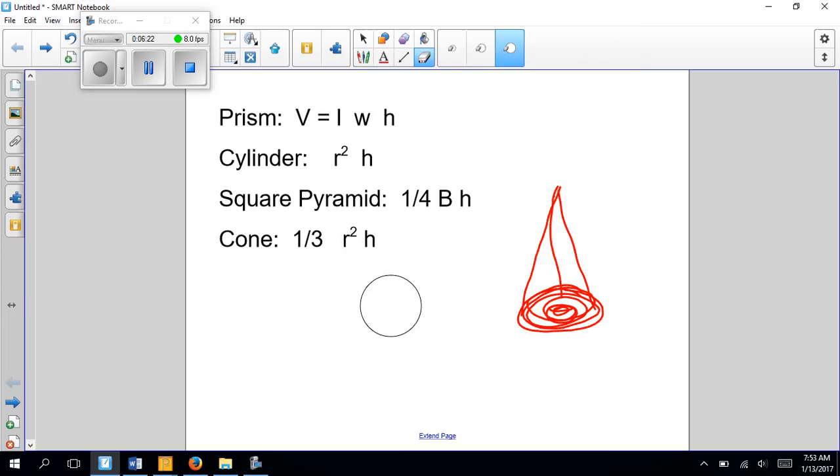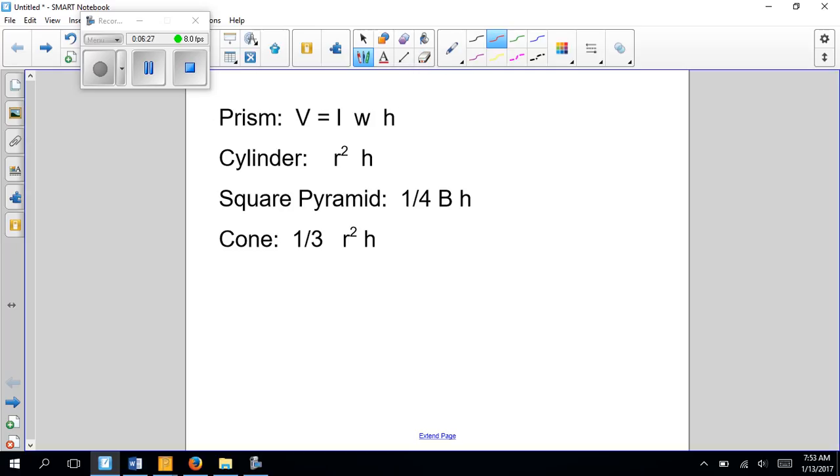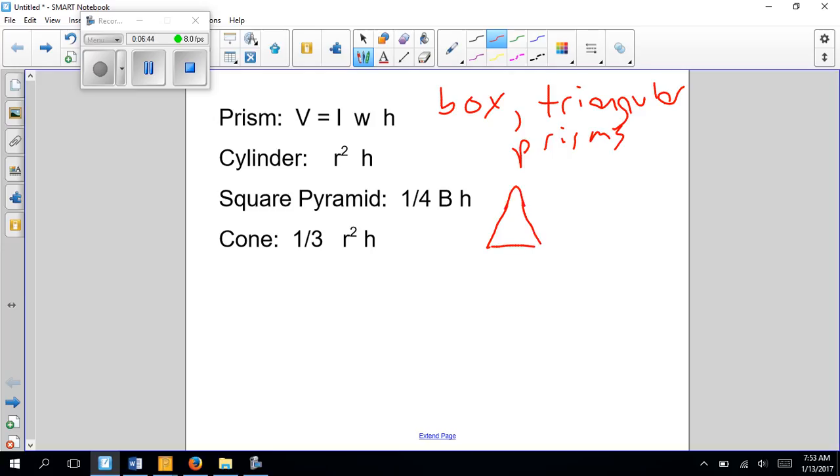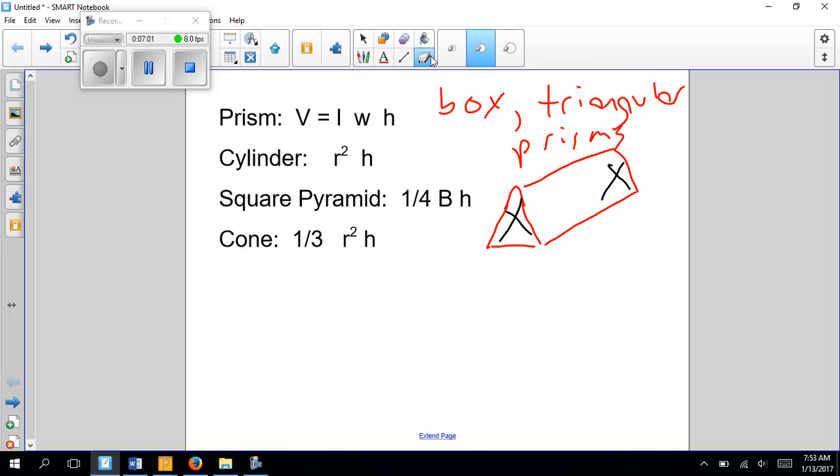Okay, so you have a prism, which is really like, I'm going to write box, just as a refresher, and this is your boxes, and this is your triangular prisms, which a triangular prism looks like a triangle that comes down to a triangle. It has a triangle on both sides of the shape, so it's a prism. That's what prism means. You have cylinders, which are like your pop cans. You have square pyramids. Cone is like your ice cream cone.